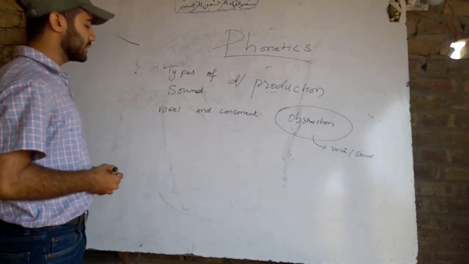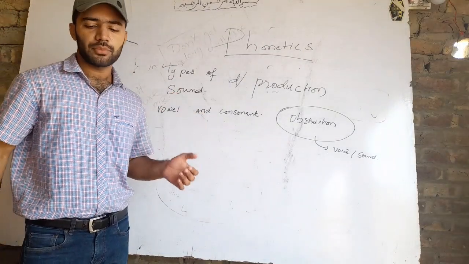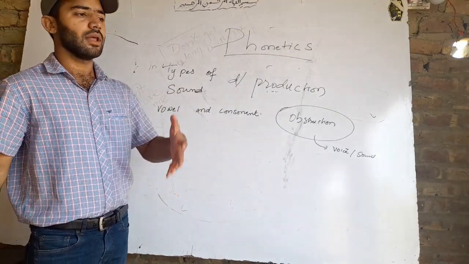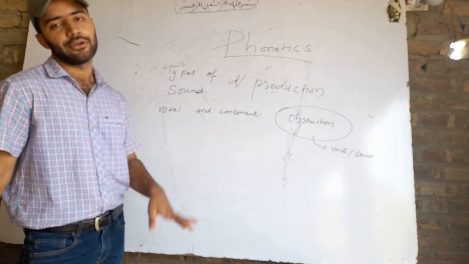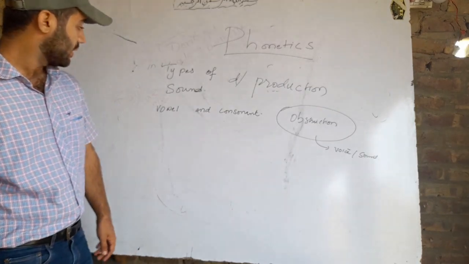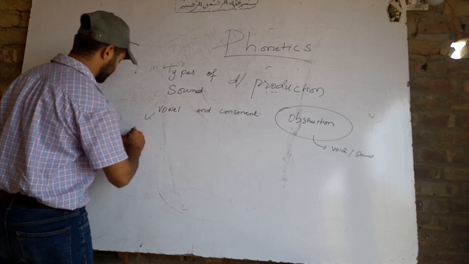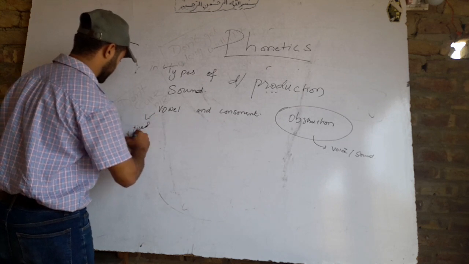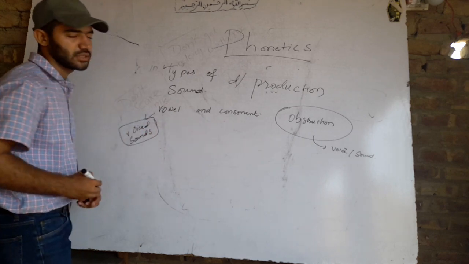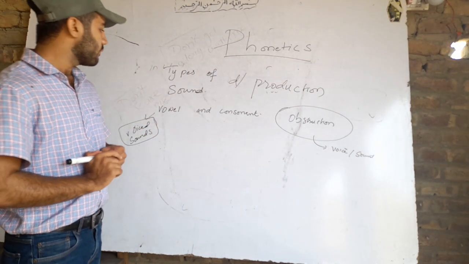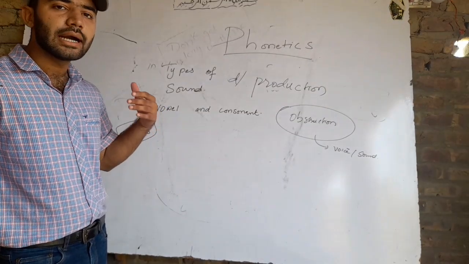What are basically those vowels and consonants? Vowels are those sounds which are produced when the airflow from the lungs to the mouth is not obstructed at all by any articulator. But the thing to remember is that vowels are voiced sounds. All the vowels are voiced sounds. They are obstructed by the vocal folds or vocal cords, but they are not obstructed by any other articulator.